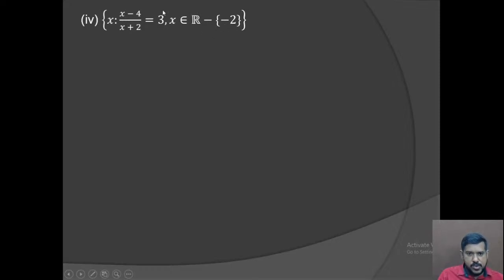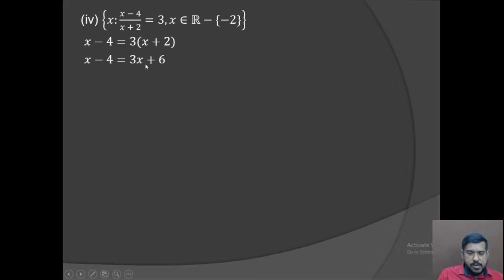Now first you take this condition and we will find the value of x. So (x minus 4) by (x plus 2) is equal to 3. So x minus 4 is equal to 3 into (x plus 2). I have taken the denominator of the left hand side to the right hand side as a multiplier. So multiply this 3 with the x, it becomes 3x. 3 with the 2, it becomes 6.